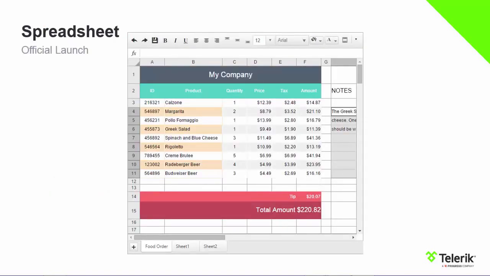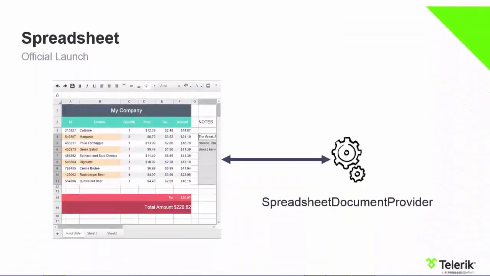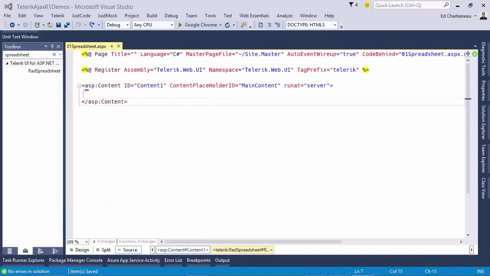Let's begin with the powerful new spreadsheet control that comes out of beta in this release. The spreadsheet brings a true Excel experience to your web applications by letting you apply formulas and use Excel-like navigation, format cells, and import and export data. The spreadsheet control for Ajax uses a convenient spreadsheet document provider to load and save spreadsheet data. Let's open Visual Studio and take a look at how to set this up.